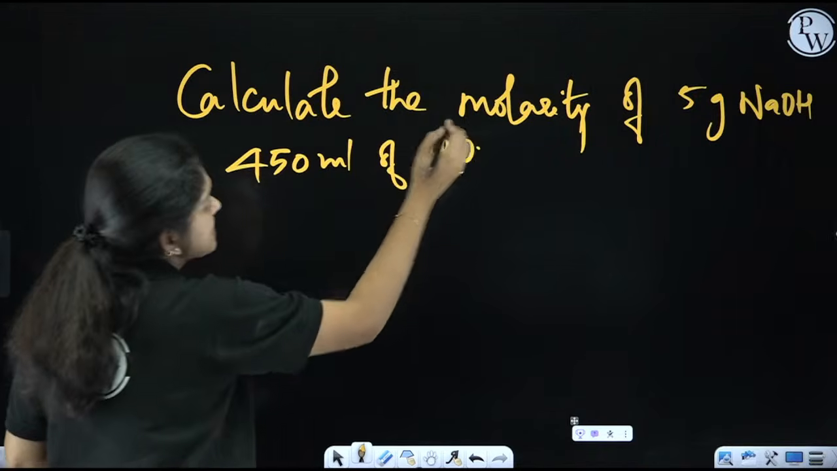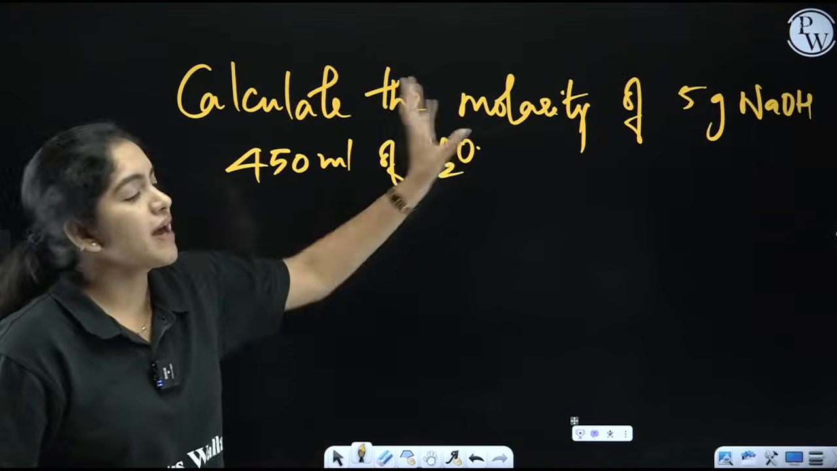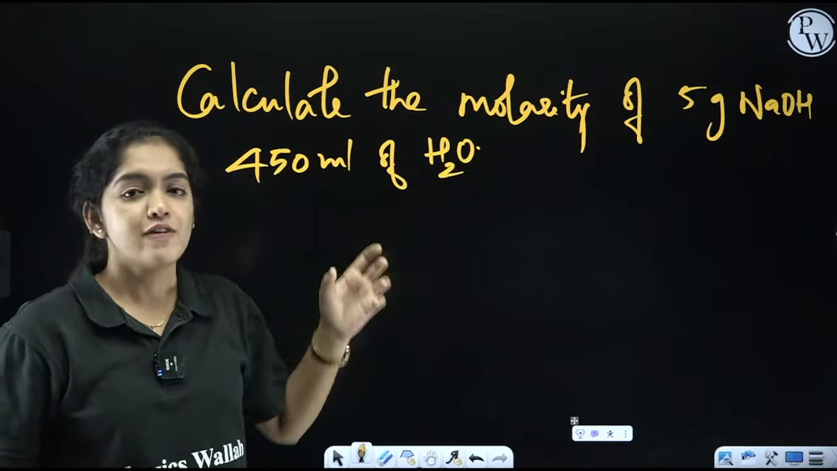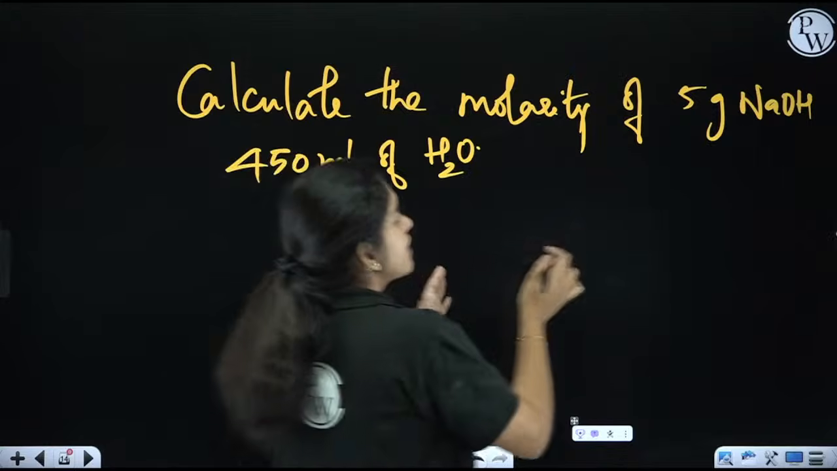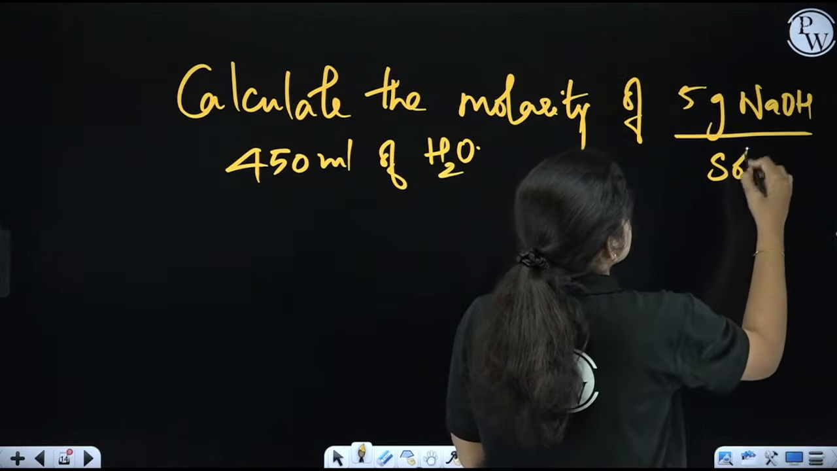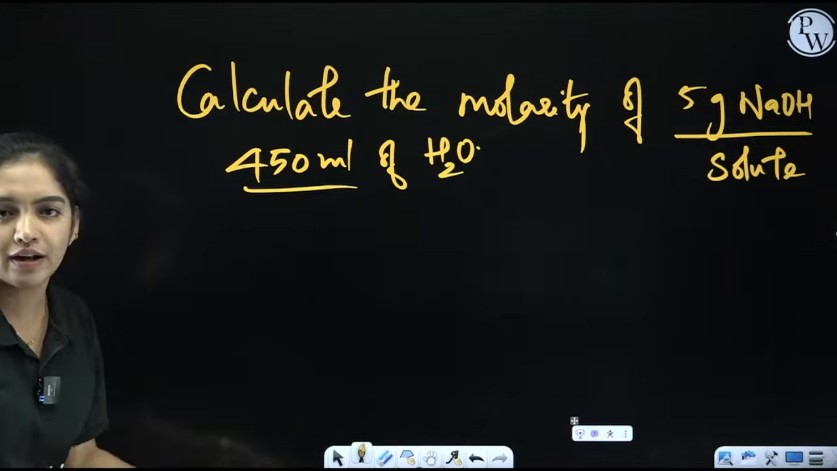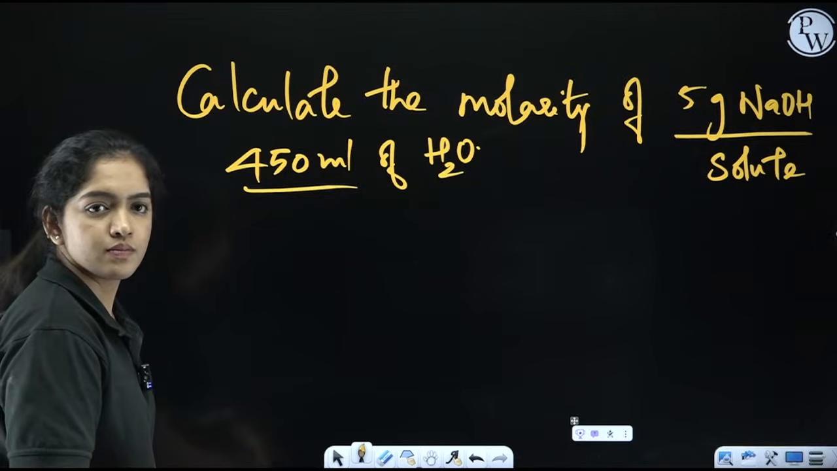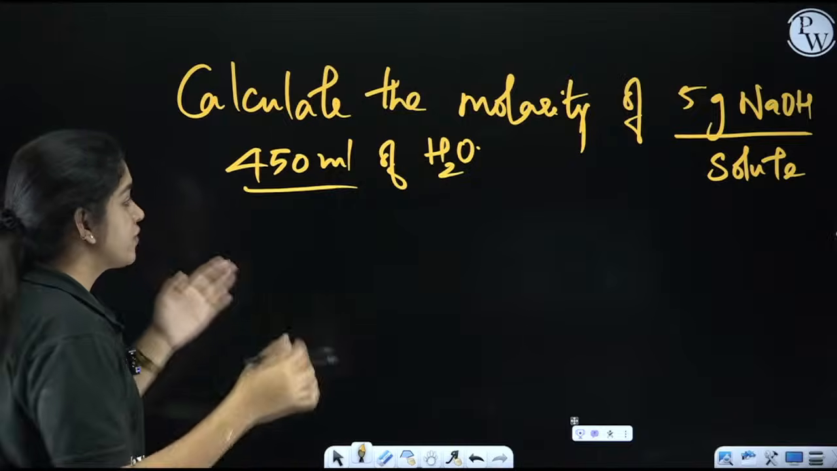So everything is given. How will we find the molarity here? 5 gram NaOH. When we get a question, we should write the given things. First, we should know which is the solute and solvent present in this question. So 5 gram NaOH means this is the solute. The lesser quantity will be the solute and the greater quantity will be the solvent. No doubt in that, right? Okay, clear, right? So we can substitute the equation.